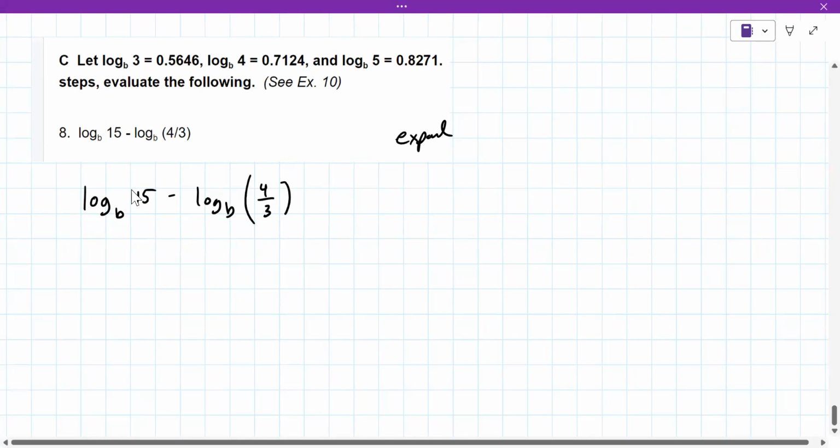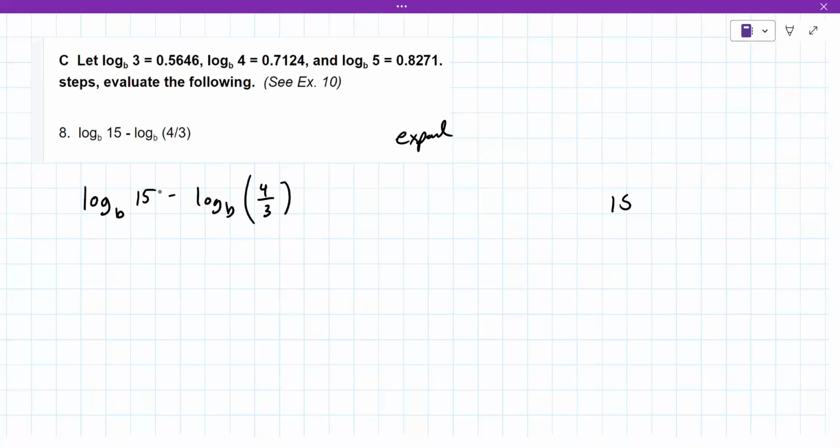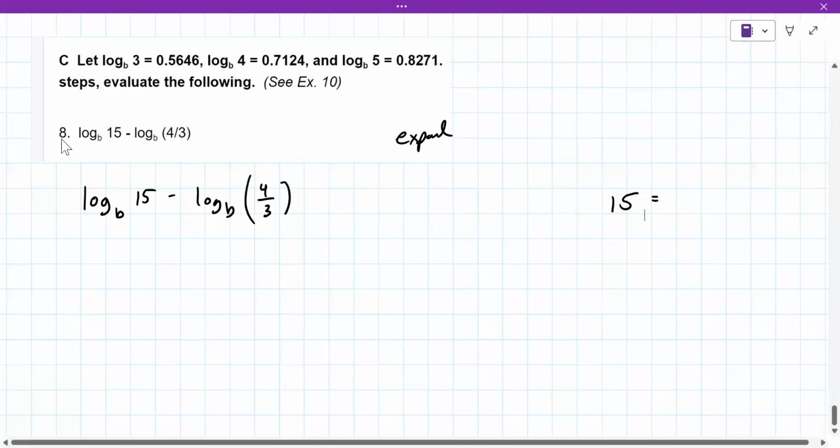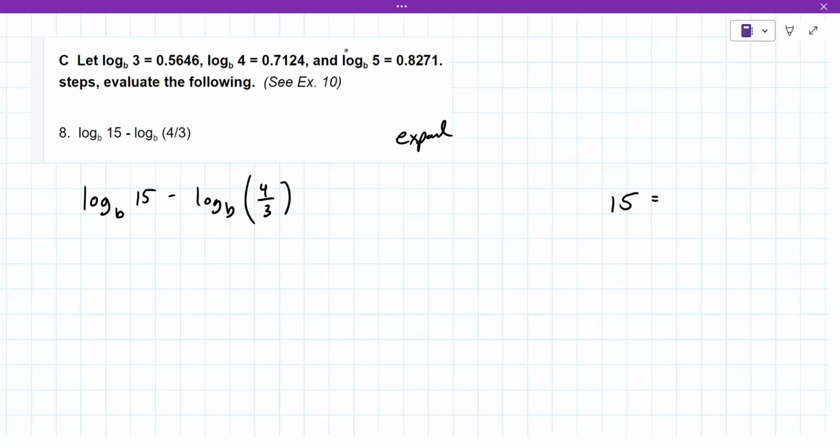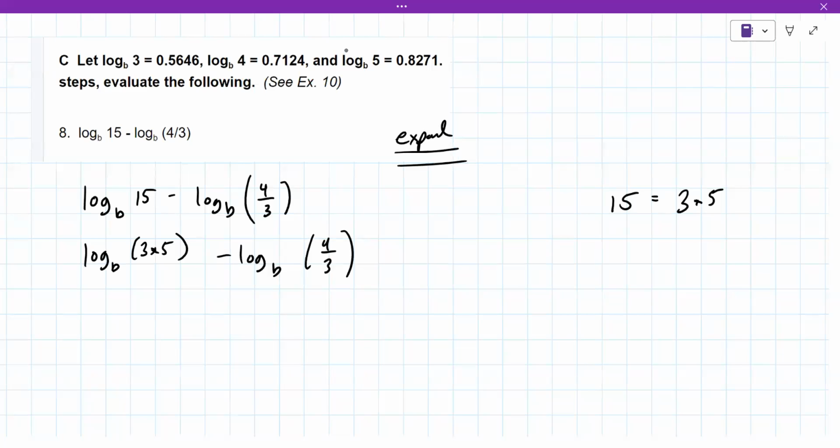So now on the left here, can you think of another way to write 15 as a product, like two numbers that multiply together? Maybe. Okay, can you make 15 out of a 3, 4, or a 5? We can make 15 out of 3 and 5 when you multiply. 3 times 5, right? So this becomes log base b of 3 times 5. And the reason we would do that is because we can now expand it using the product and sum.